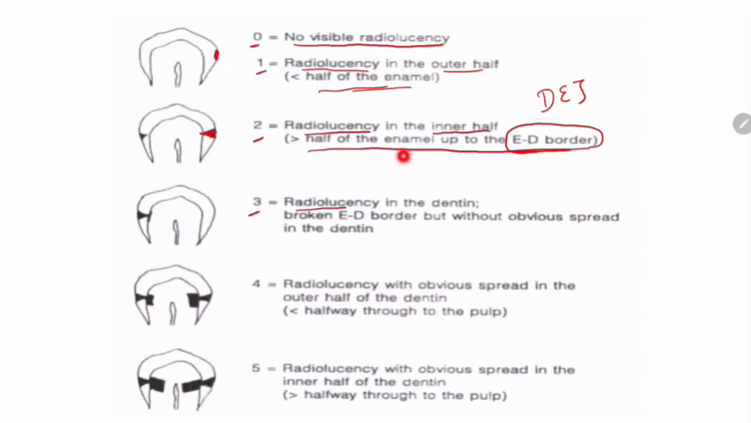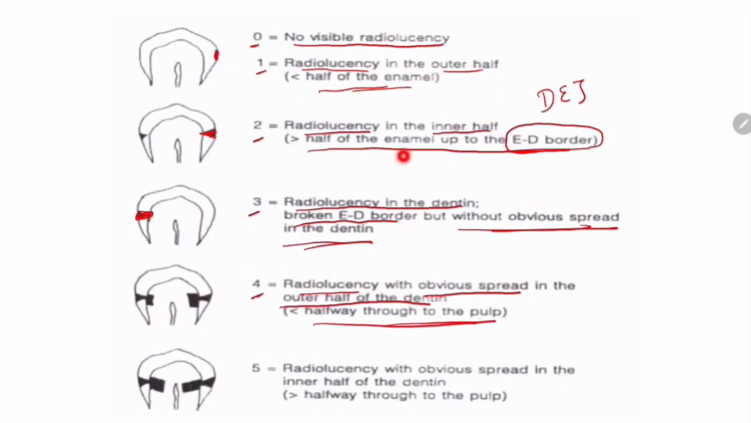Code 3 denotes radiolucency in the dentin. In this, it reaches the enamel-dentin border but without obvious spread in the dentin. Next is code 4, which is radiolucency with obvious spread in the outer half of the dentin, which is halfway through to the pulp. It is already starting in dentin and some amount of dentin is affected.